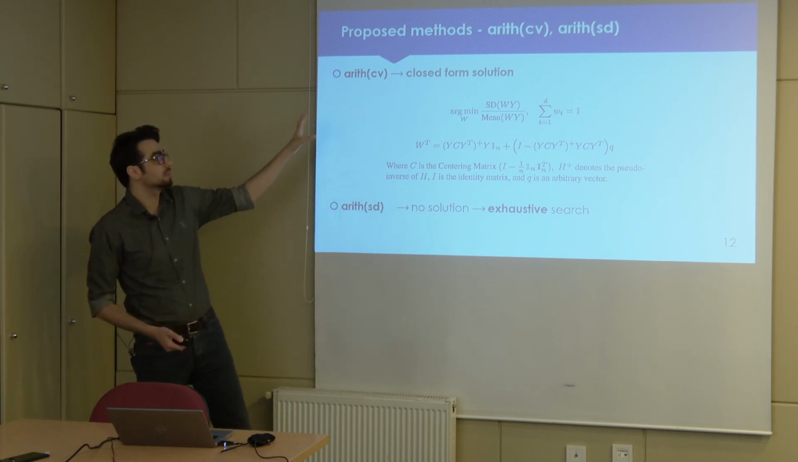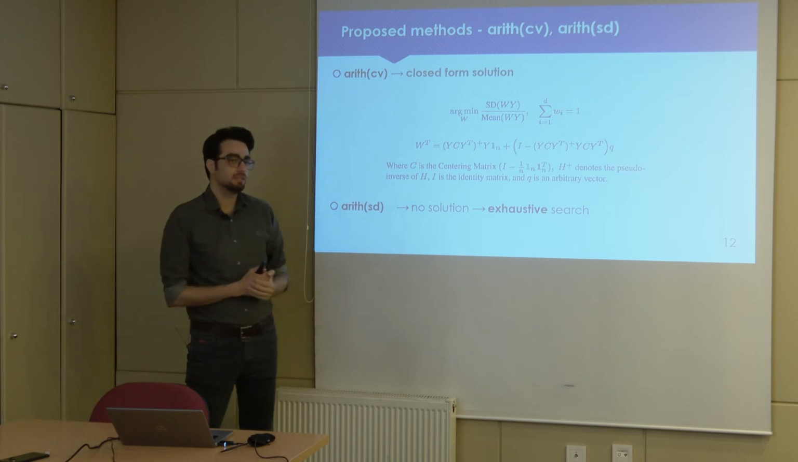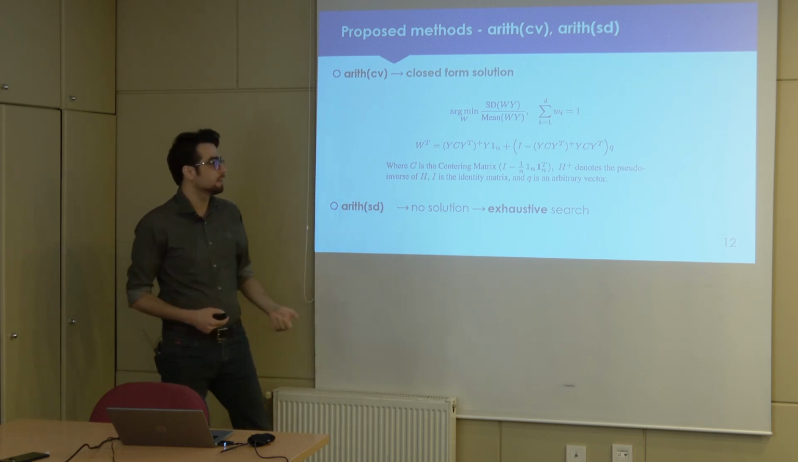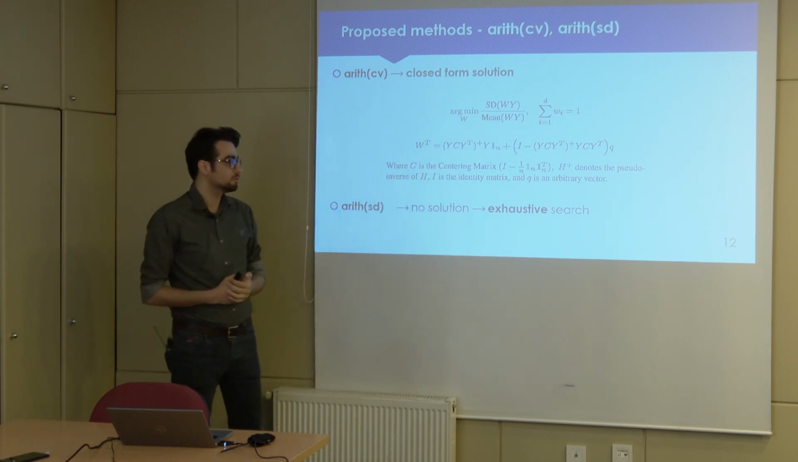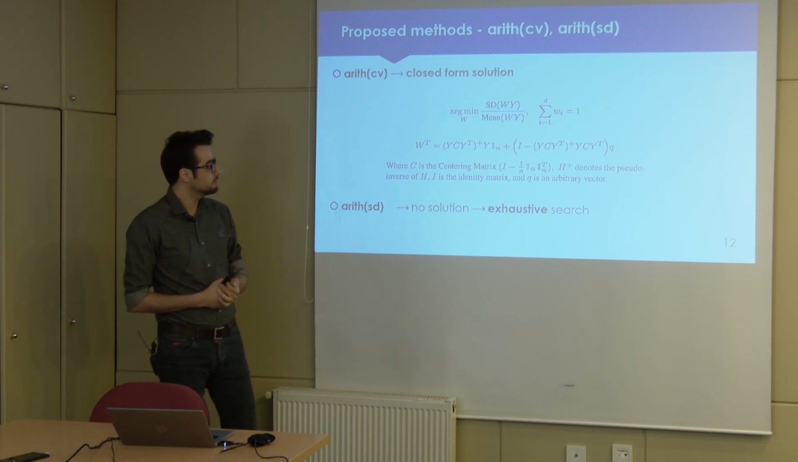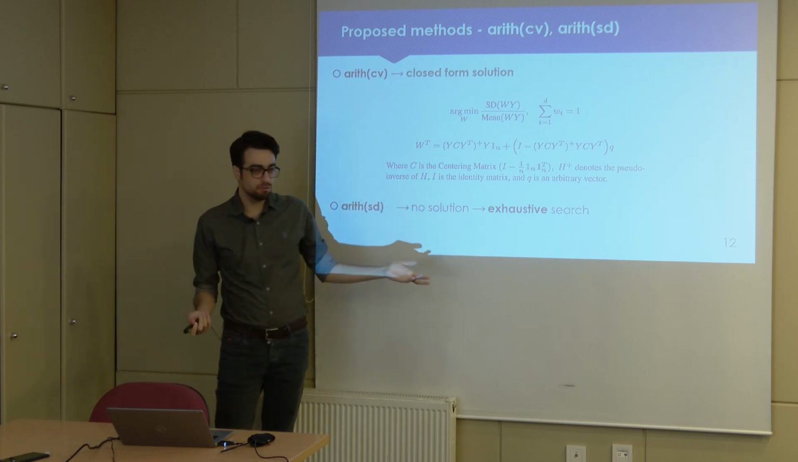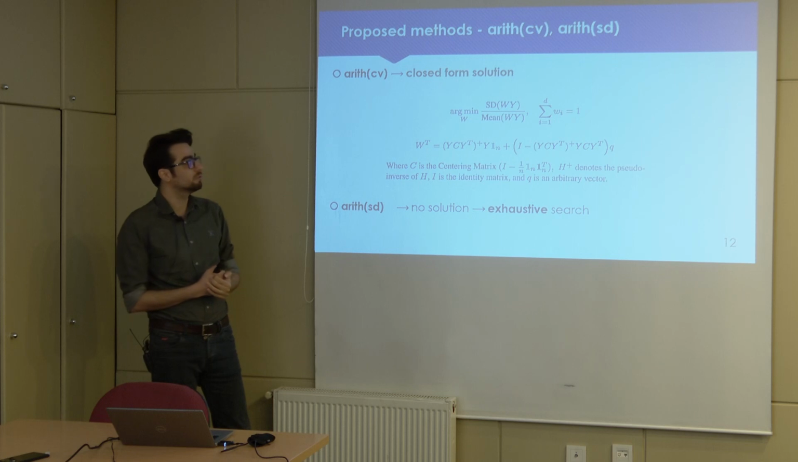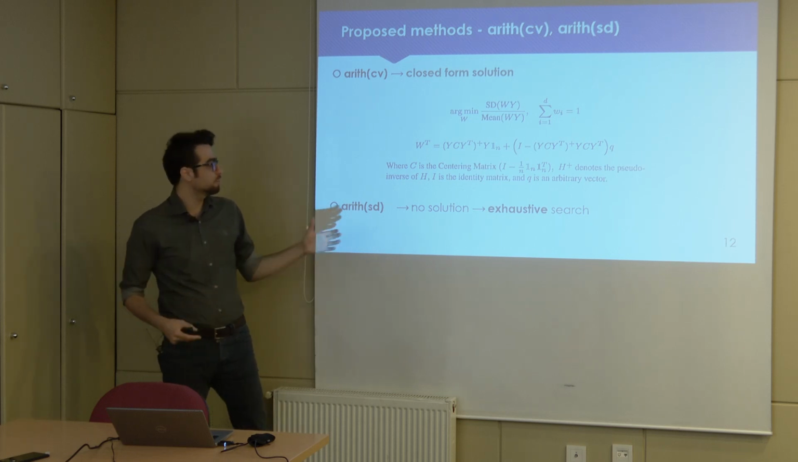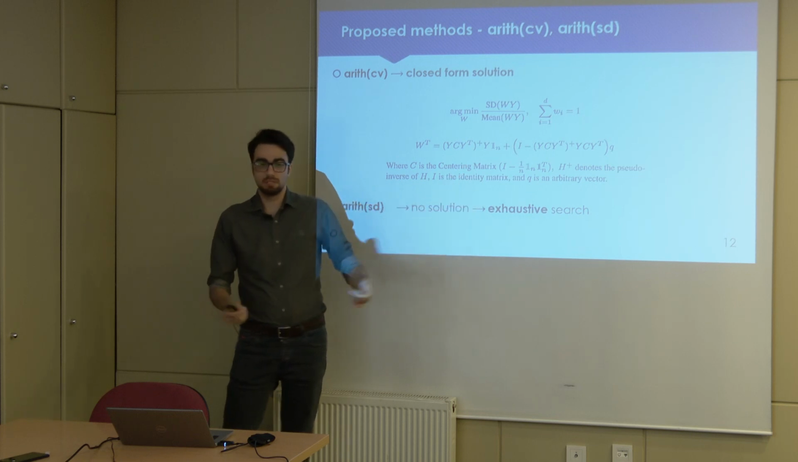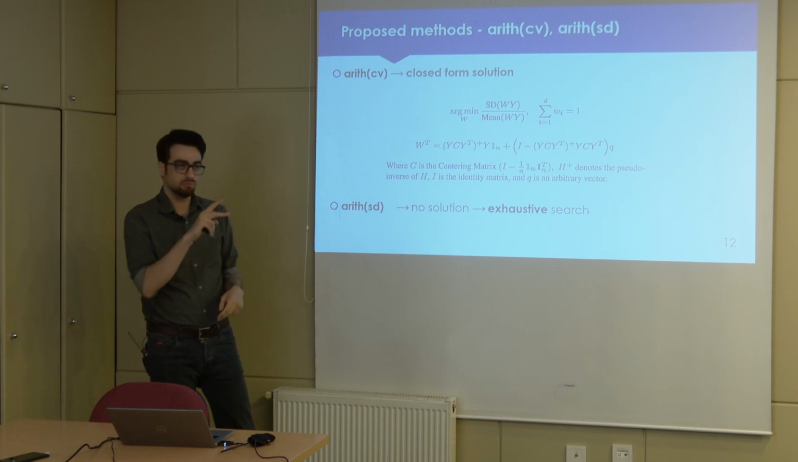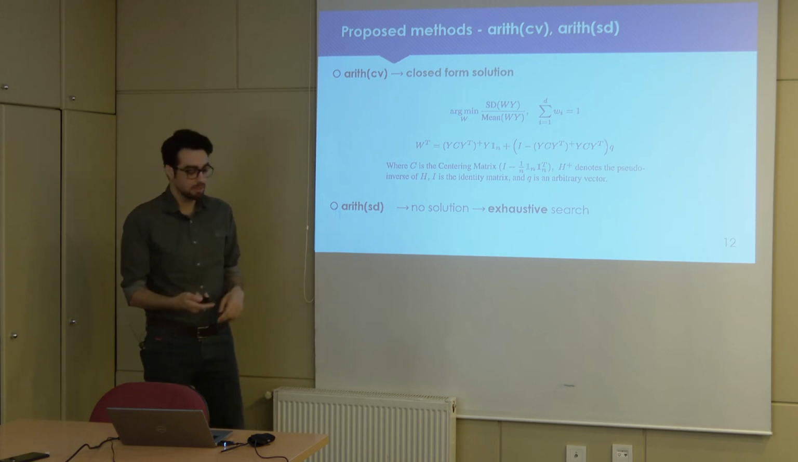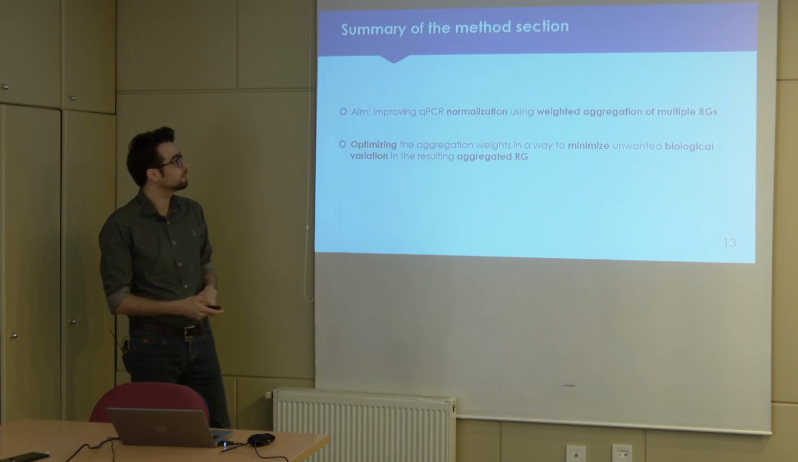The next method is Arith-CV. This one, interestingly, also had a closed form solution. Here is the objective function, standard deviation divided by mean. And the closed form solution is this. I'm not going into the details. The last one was Arith-SD, for which we couldn't find any mathematical solution for this optimization. So for this one, we just use exhaustive search, because the weights just sum to 1. For example, for two reference genes, you can try different weights and find an optimum.